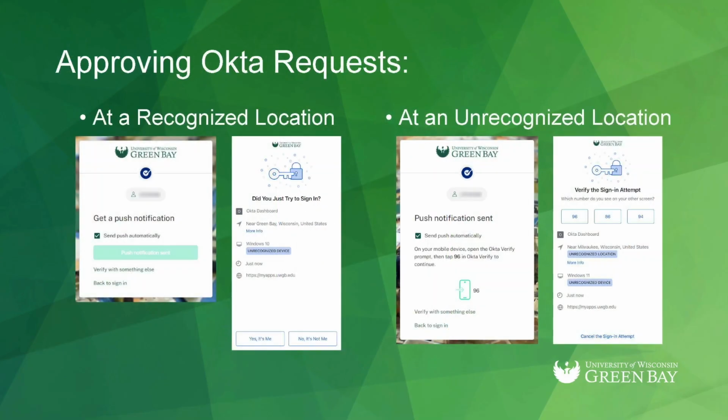On your device with Okta Verify installed, you'll need to approve the request. This will arrive as a push notification. Simply tap the notification or open the Okta app. Once inside, you'll see a prompt asking if it was you attempting to sign in. For recognized locations like UWGB, just tap Yes, it's me. For unrecognized locations, you may need to select a number shown on your login device to verify. Choose the correct number and your request will be approved. After approval, your login page will refresh and you'll be successfully signed in to your UWGB application.